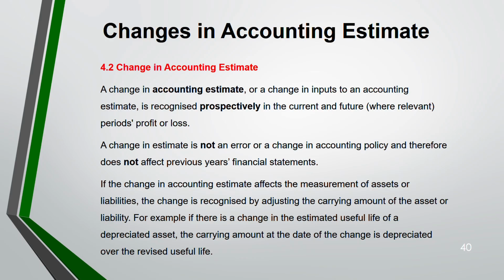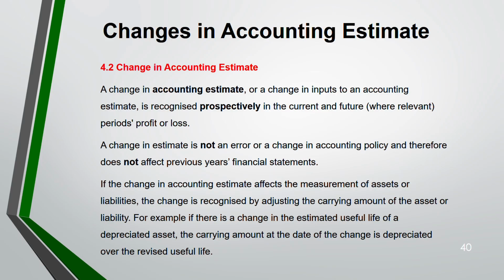If the change in accounting estimate affects the measurement of assets or liability, then that change will be recognized by adjusting the carrying amount of your asset or liability. For example, let's say there is a change in the estimated useful life of a depreciable asset. What happens? Then the carrying amount at the date of the change is depreciated over the revised useful life. You don't take the old useful life, only the revised useful life. You will keep on depreciating at the date of change, whatever is the carrying amount.